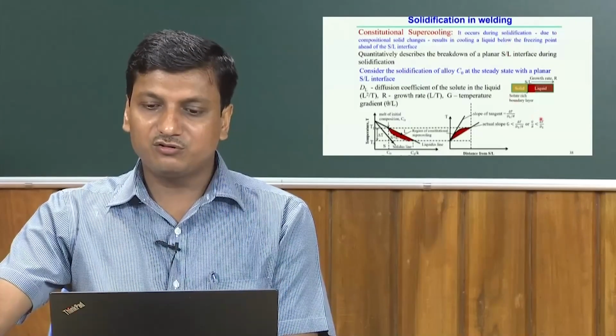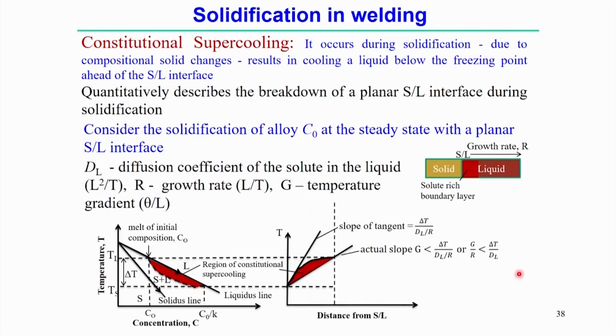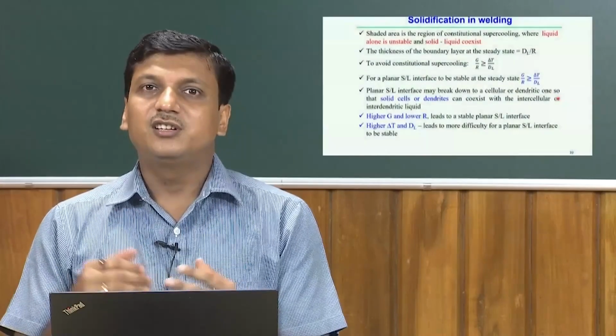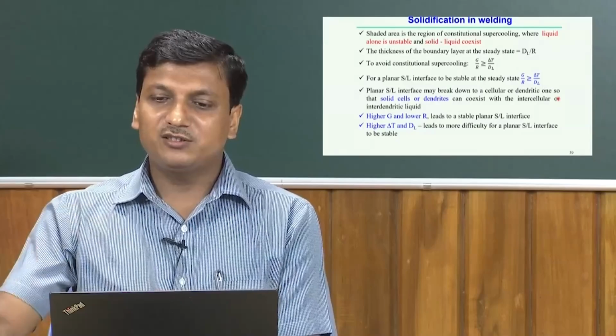So, having constitutional supercooling, this was the condition G by R less than delta T by dl. To avoid constitutional supercooling, G by R should be greater than or equal to delta T by dl. This mathematical condition is sometimes helpful to quantitatively explain the solidification behavior, the driving mechanism, whether constitutional supercooling exists or not, and based on that the type of nucleation, whether homogeneous or heterogeneous, is better explained by these mathematical conditions.